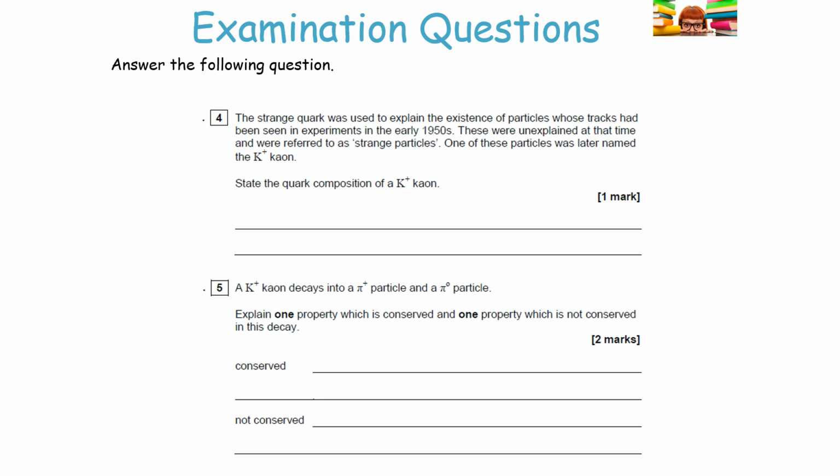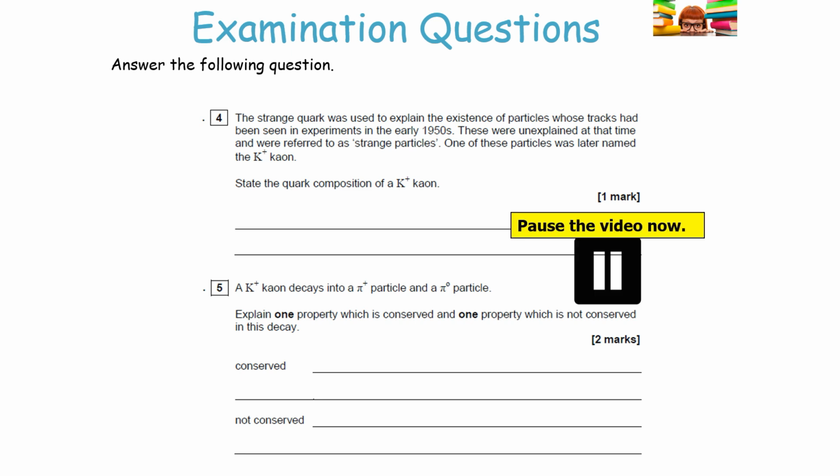Next question. The strange quark was used to explain the existence of particles whose tracks have been seen in experiments since the 1950s. These were unexplained at the time and were referred to as strange particles. One of these particles was later named the K plus kaon. State the quark composition of the K plus kaon. Then our K plus kaon decays into a pi plus particle and a pi zero particle. Explain one property which is conserved and one which is not conserved in this decay. So pause the video now, then unpause the video when you want to go through your answer.